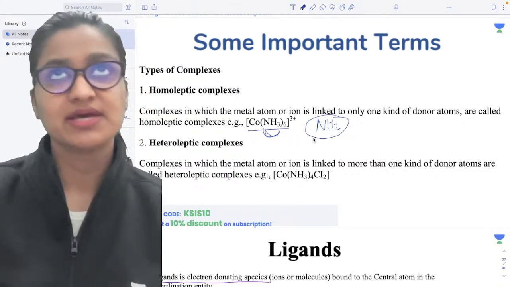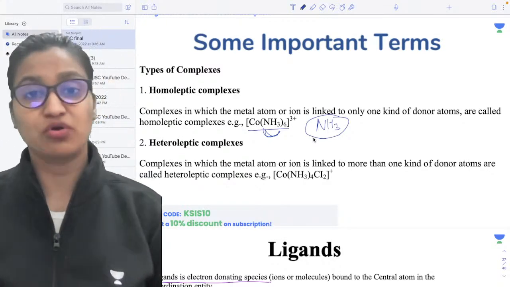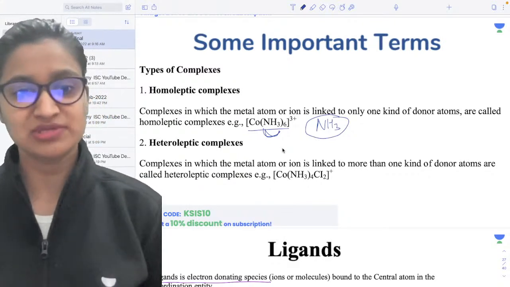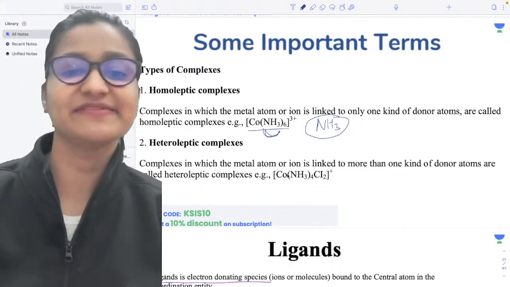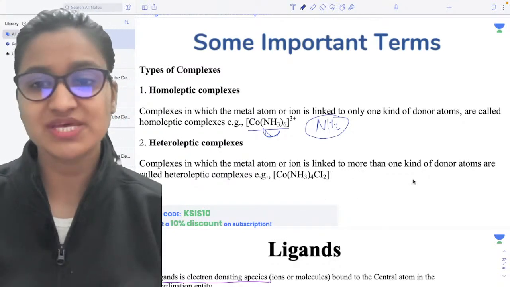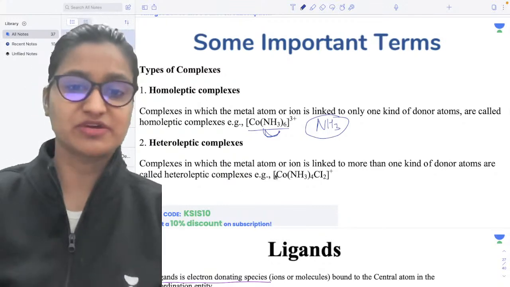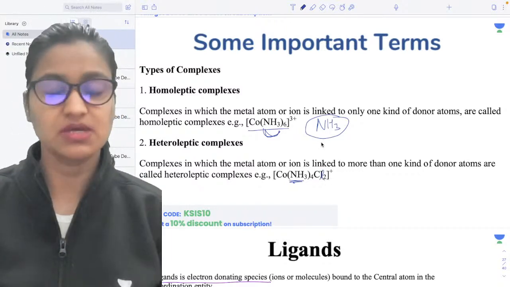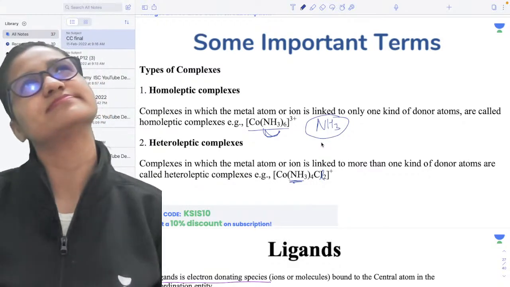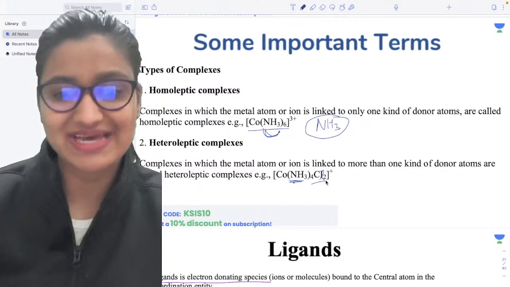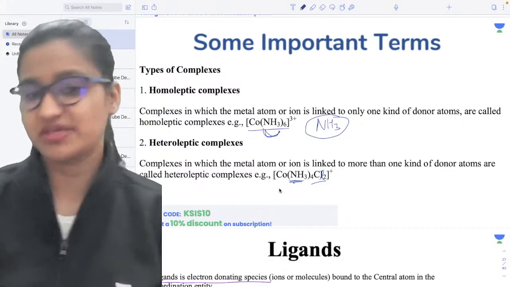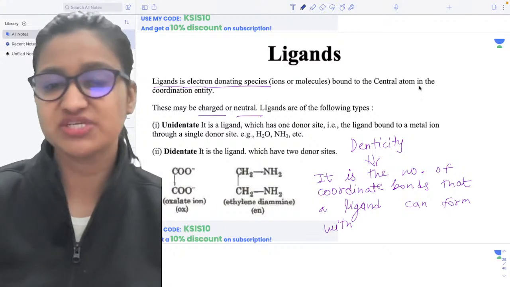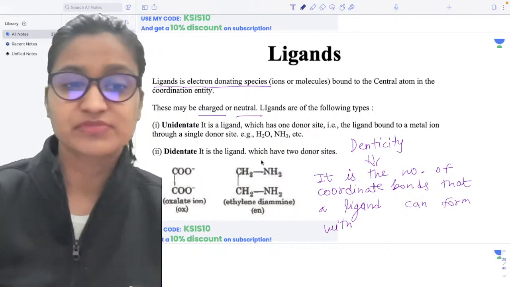So complexes in which more than one kind of ligand is present will be called heteroleptic complexes. What will you call it? You will call it heteroleptic complex. Okay? So complexes in which the metal atom or ion is linked to more than one kind of donor atoms are called heteroleptic complexes. Example, you can see here. One is NH3. I am not taking the name of the ligand, because I'll let you know how to name them when we move to the naming after this part. Okay? Right. So ligand is an electron donating species bound to the central atom in the coordination entity.